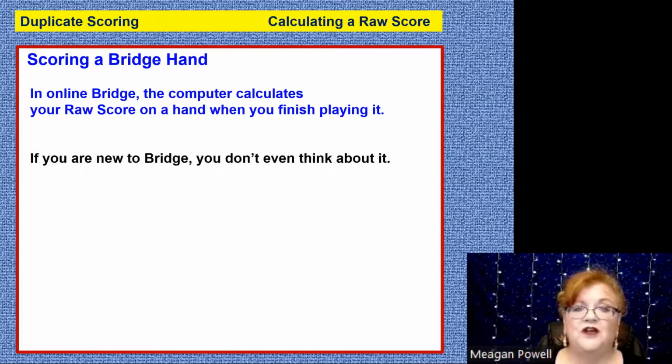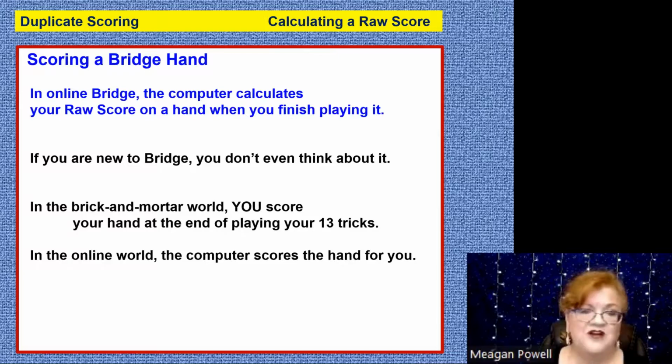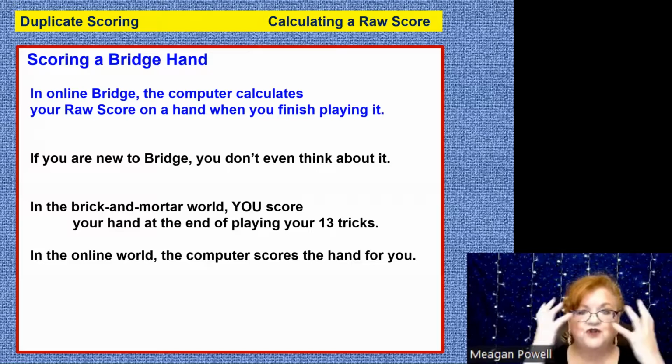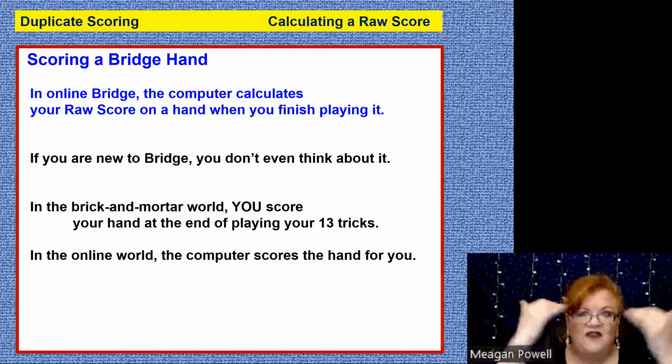Now, if you're newer to bridge, you've never even thought about it. If you've only played online, the computer has done all the work for you. You've never even thought about it. In the brick and mortar world, what we have done in the past when we were live is in our lowest level games, you would score on a piece of paper, in order to force you to think about what the score is and how you got there. We make you do the calculation when you finish playing a bridge hand to try and get you to really get that in your head.